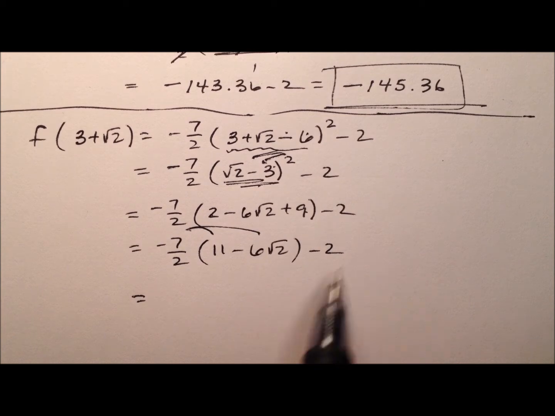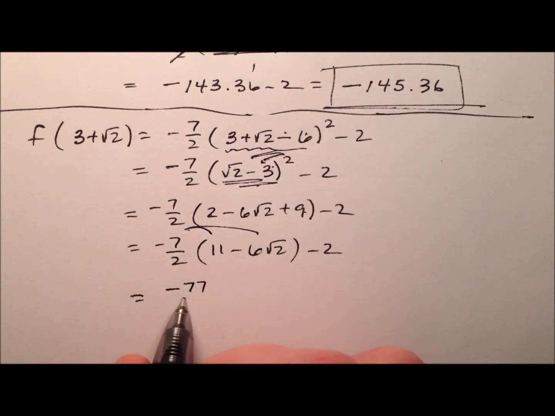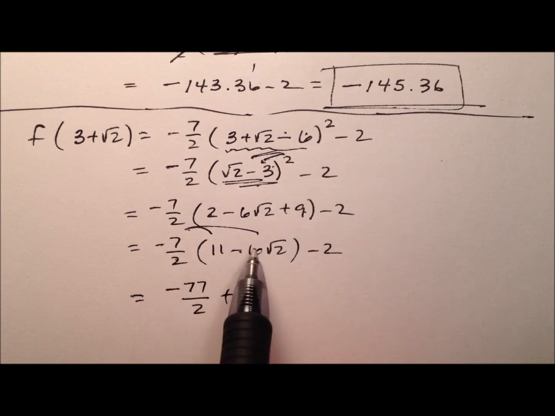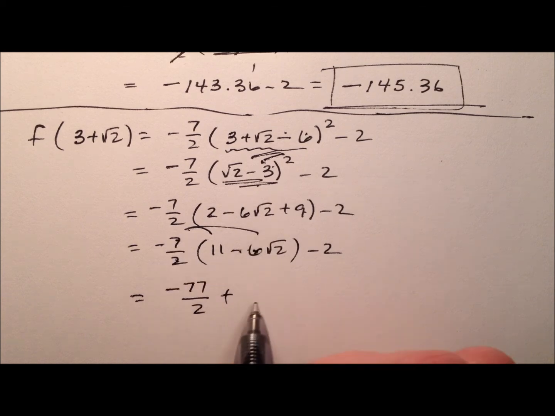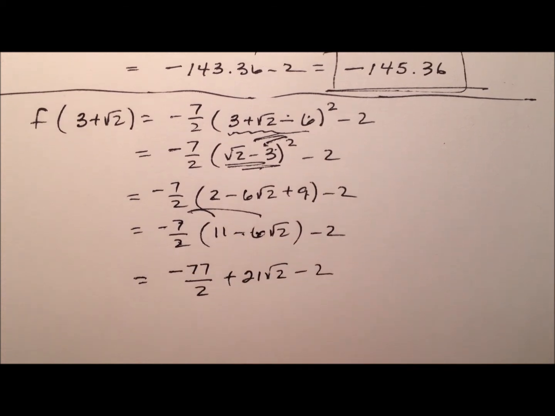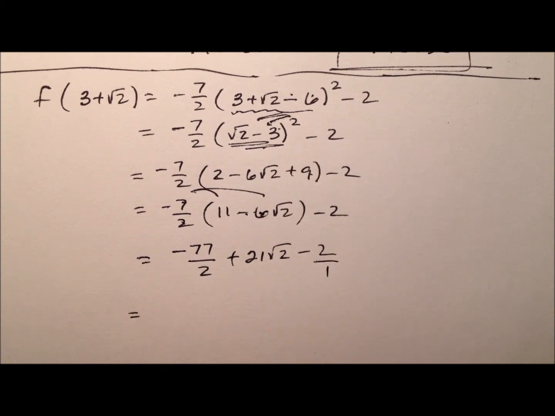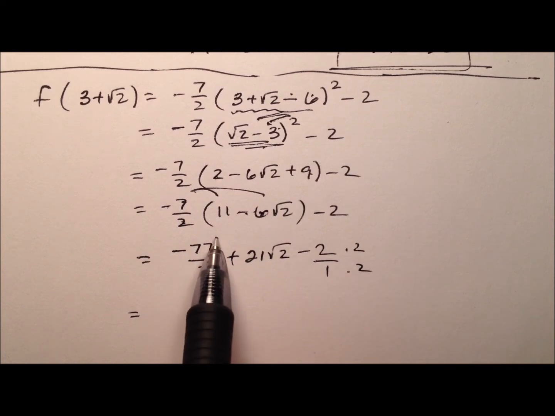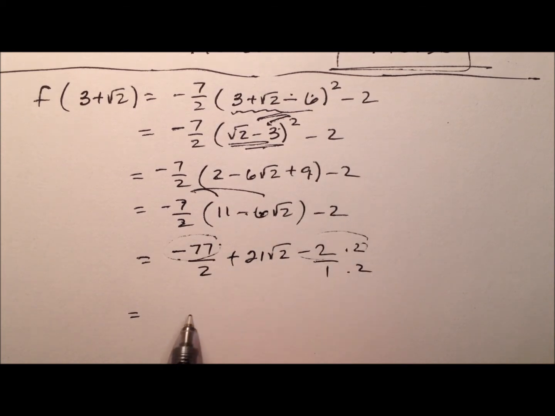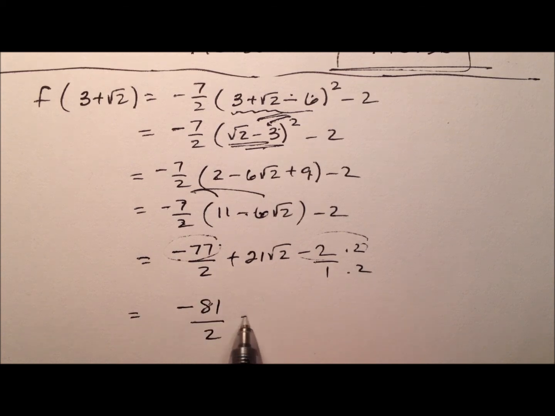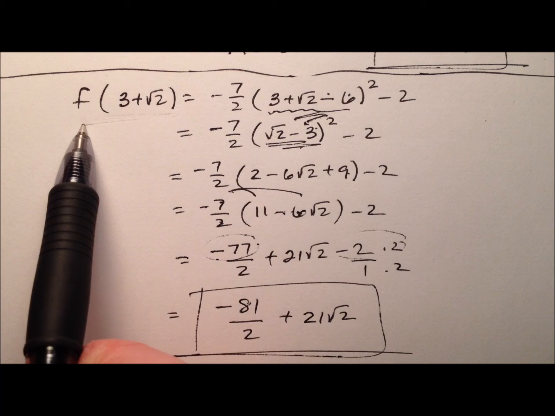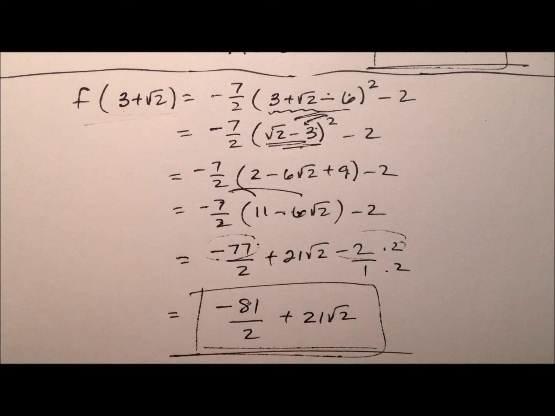And finally, let's distribute and see what we have. So negative 77 over 2 plus, because the two negatives make a positive here. Let's see, the 2 and the 6 can cancel, make a 1 and a 3. So 7 times 3 is 21 radical 2 minus 2. And then this 2 is really kind of over 1, and we can get common denominators with that 2 by saying times 2 times 2. So negative 77, negative 4, that'll make a negative 81 over that 2, plus 21 times the square root of 2. And that will be what we get when we evaluate our function f of x at the x value 3 plus the square root of 2.